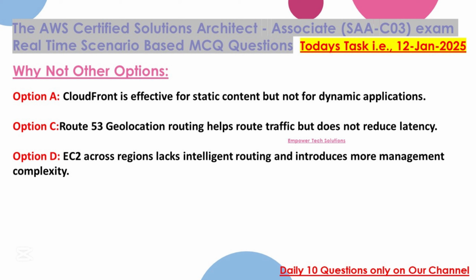Option C. Route 53 geolocation routing helps route traffic but does not reduce latency. Option D. EC2 across regions lacks intelligent routing and introduces more management complexity.